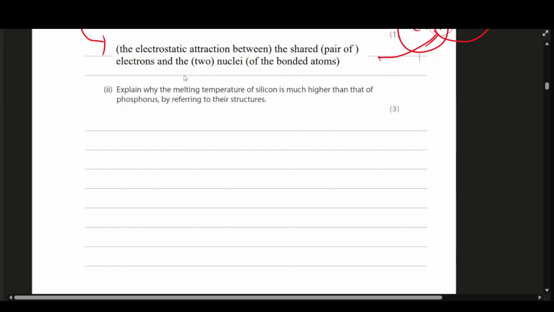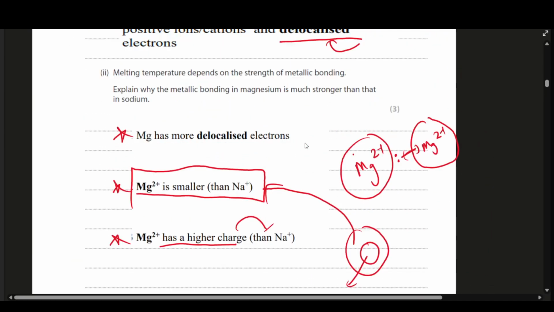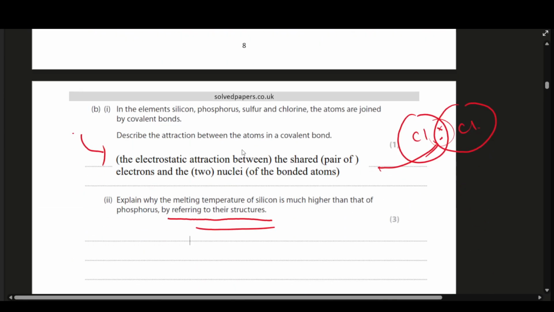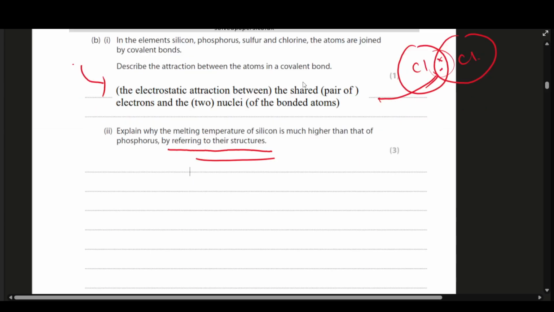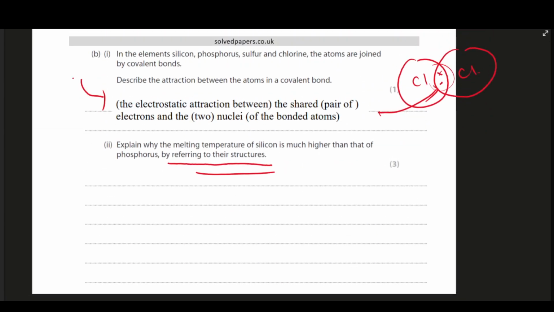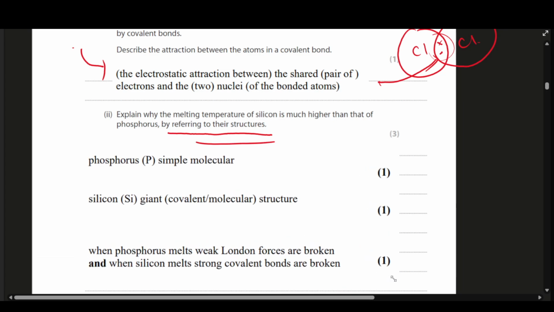Explain why the melting temperature of silicon is much higher than that of the phosphorus by referring to their structure. Please try to understand the question by referring to their structures, and you can clearly see why silicon has a higher temperature than that of phosphorus, which is just 44 degrees Celsius. Why is that the case? Well, you just need to check out these three, and then you need to talk about the structures, and the structures basically relate to the type of intermolecular forces present in them.